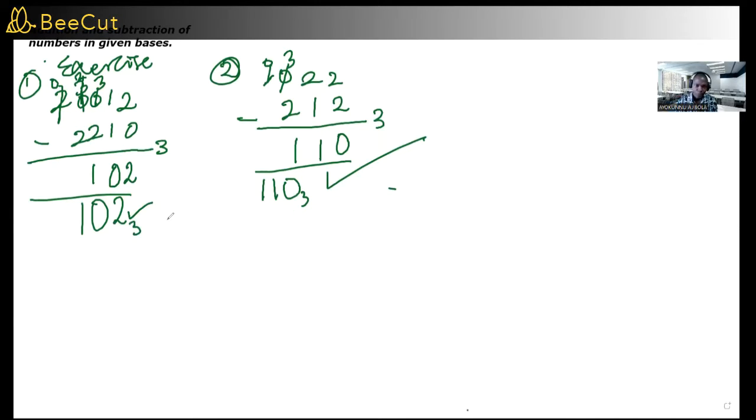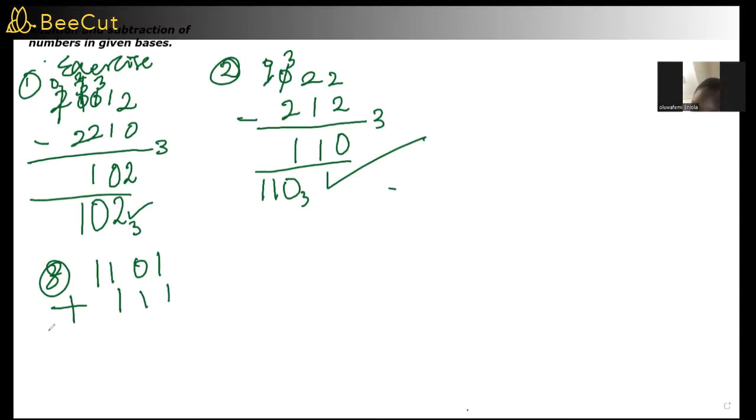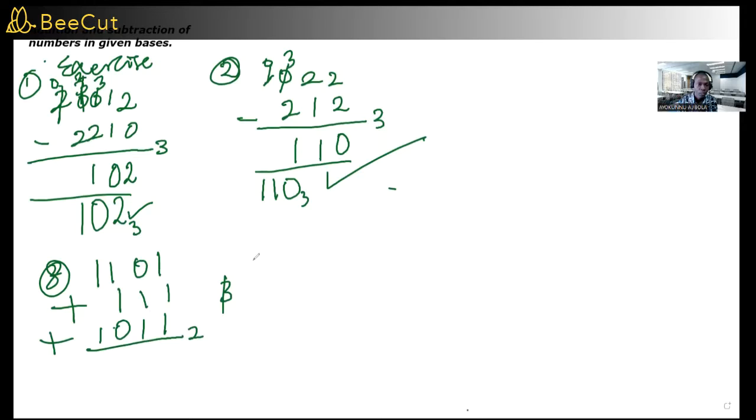Okay, let me see if we have one more example, then we'll close the class for today. Let's say I want to add this. Are you with me? Yes, sir. I want to add 1101 plus 111 plus 1011. If I want to add all of this in base 2, are you with me? Yes, sir. Now 1 plus 1 plus 1 is what? 3. So can I write 3? No. How many 2s in 3? 1. What about 0 plus 1 plus 1? That is 2. Plus the 1 here is 3.